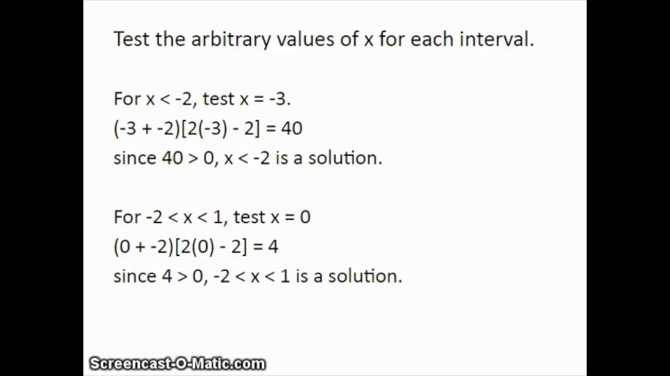For negative 2 is less than x, which is less than 1, test x is equal to 0. To do this, input 0 into the brackets where x would be. This leaves us with 4. Since 4 is greater than 0, negative 2 is less than x is less than 1 is a solution.